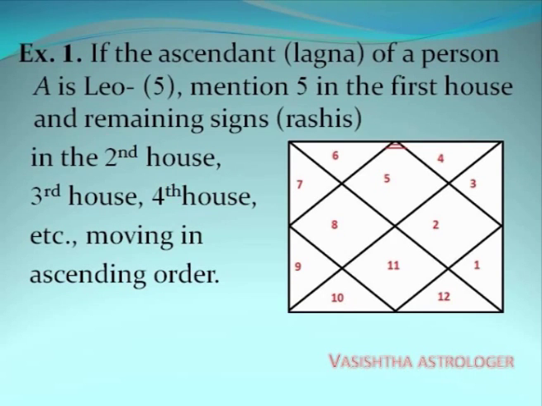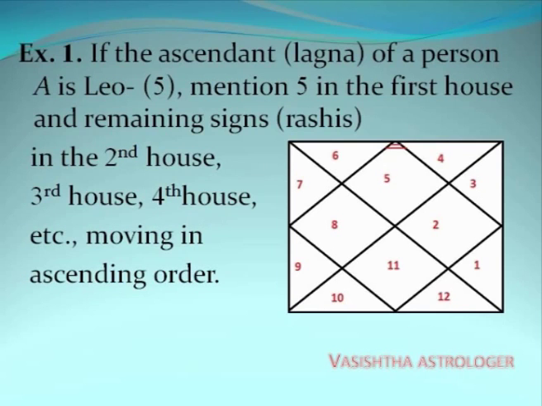So, in a North Indian birth chart, Lagna or ascendant is a special character. Identify ascendant and place it in first house. After this, proceed as directed in this example.